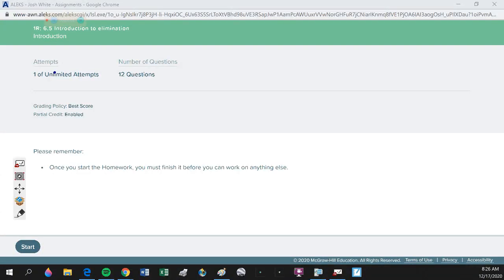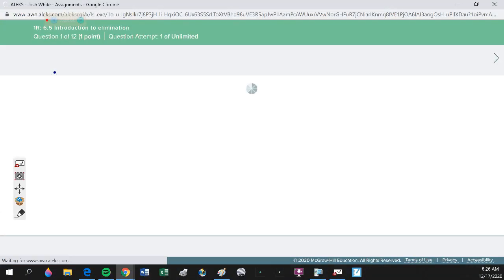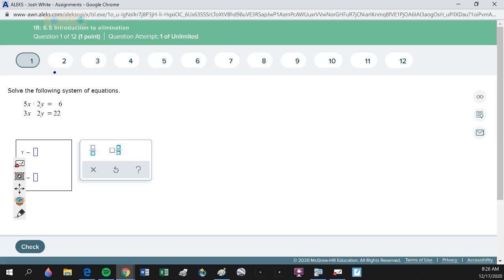Today we're working on 6.5. Yes, only 12 questions. And this is actually something you guys will pick up pretty quickly. There are multiple ways to solve systems of equations. You can guess and check, which is a terrible idea. Don't ever do that.